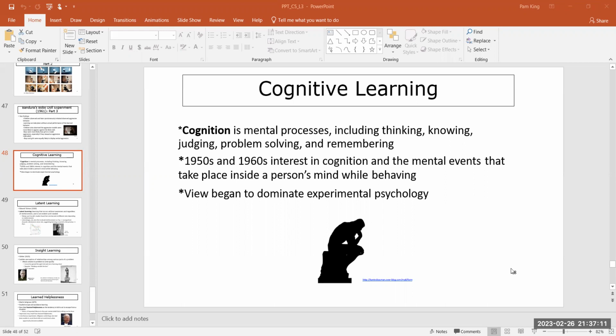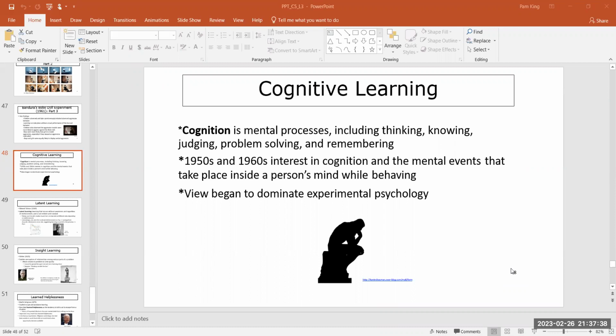In the 1950s and 1960s, the cognitive perspective was coming into its own. It was very popular, and people were really beginning to research those cognitive processes that go on in your head. And it began to dominate experimental psychology at that time.